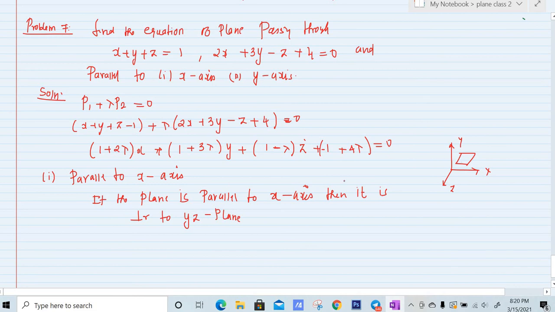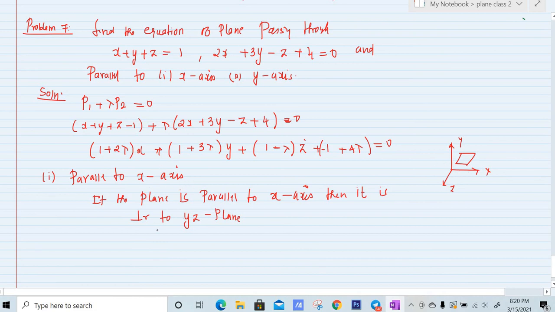So again, if the plane is parallel to y-axis, then it will be perpendicular to xz plane, and if the plane is parallel to z-axis, then it will be perpendicular to xy plane. Right? It is true for all axes. If the plane is parallel to x-axis, it will be perpendicular to yz plane. If the plane is parallel to y-axis, it will be perpendicular to xz plane. If the plane is parallel to z-axis, it will be perpendicular to xy plane.